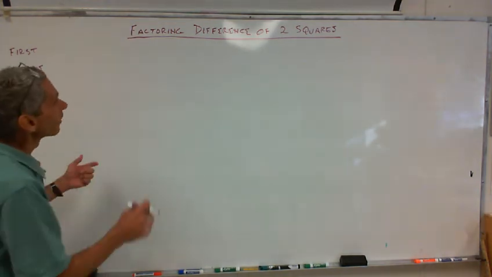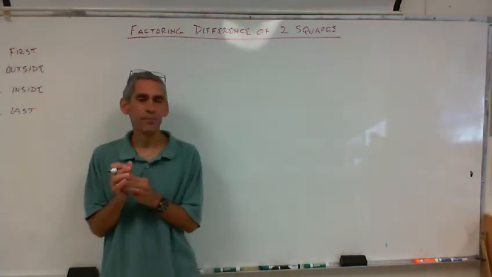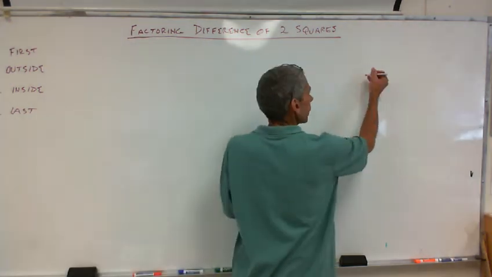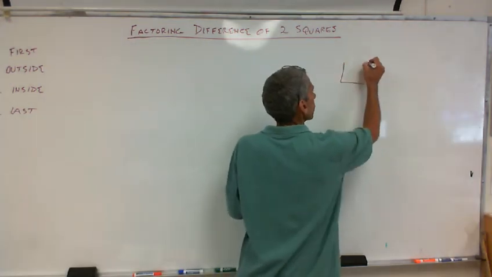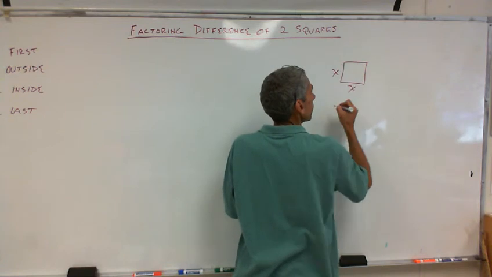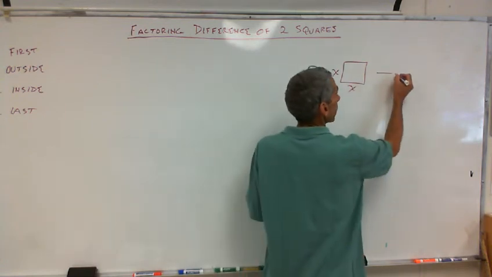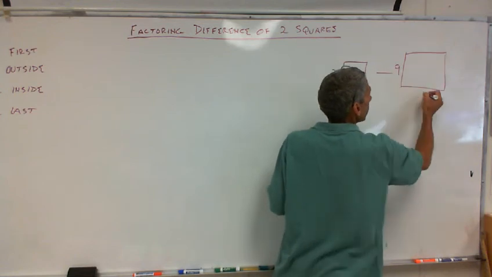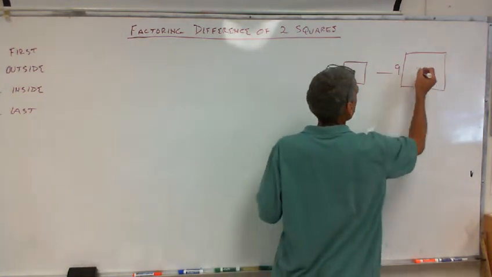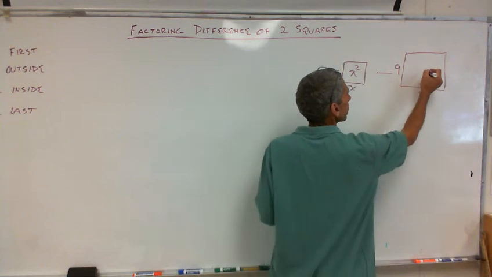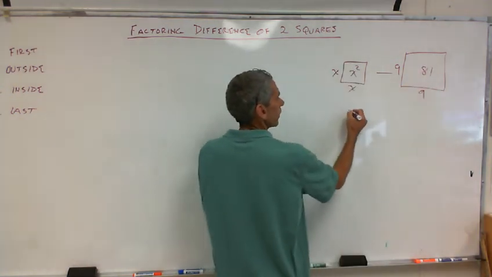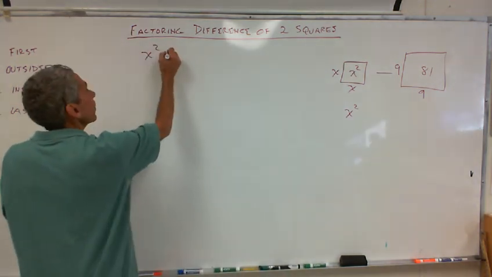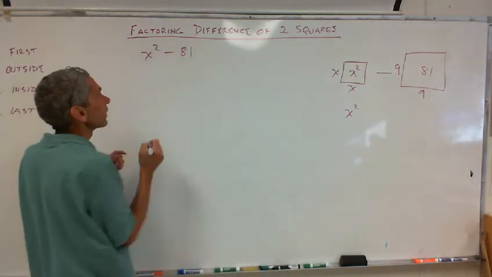Okay. All right. Factoring difference of two squares. Think about what two squares are. If this is an x, that's a box, that's a square, minus, right? That's a big box. 9 and 9, right? So this is going to be x squared. This is 81, right? Therefore, if I wanted to know the difference between this square, x squared minus 81, I could at least factor this.